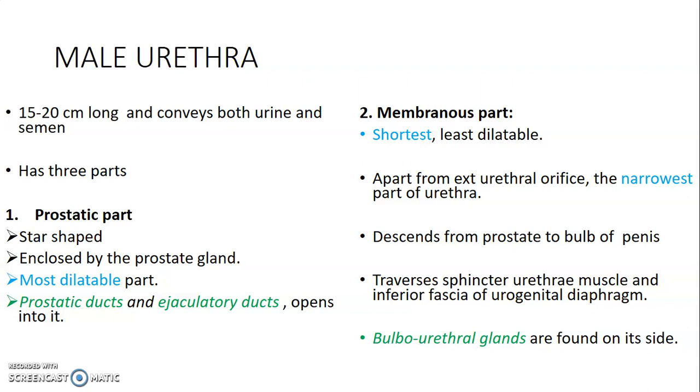So the male urethra has parts. We have the prostatic part that is star-shaped and enclosed within the prostate gland. It's the most dilatable part and has the prostatic ducts and ejaculatory ducts that open into it.